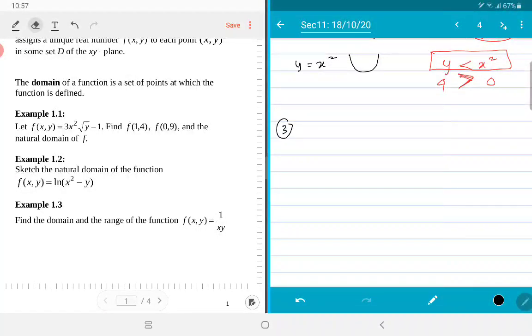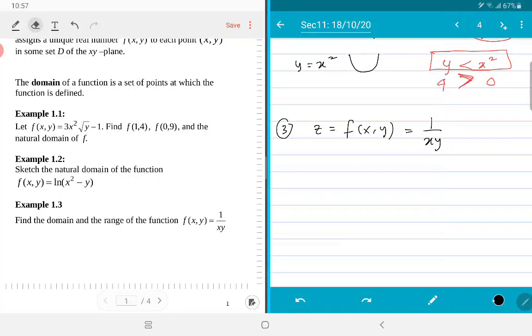Example 3, the function is, I'm going to call it z equals f(x,y), and here we have 1 over xy. Okay. For the domain, as you can see, this function is a rational function. We have numerator divided by denominator. So this is a rational function.